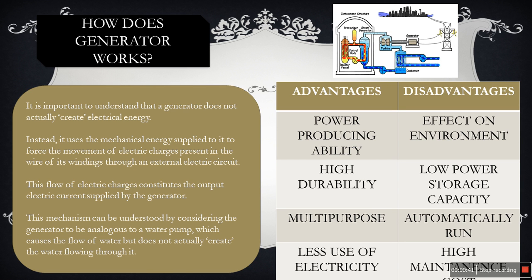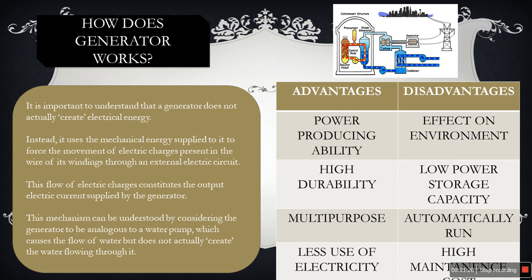So how does the generator work? A generator does not actually create electrical energy. It uses mechanical energy supplied to it to force the movement of electric charges present in the wire of its winding through an external electric circuit. The flow of electric charge constitutes the output electric current supplied by the generator. This mechanism can be understood by considering the generator to be analogous to a water pump, which causes the flow of water but does not actually create the water flowing through it.